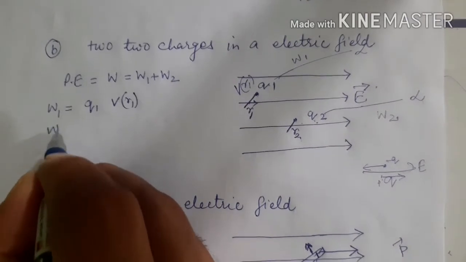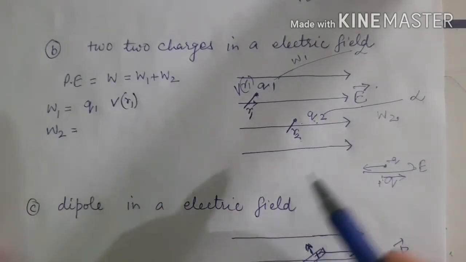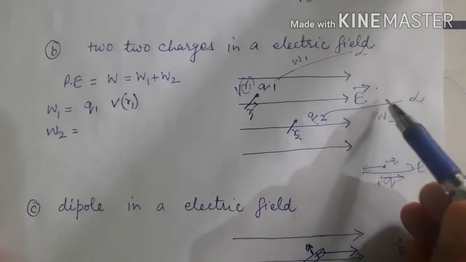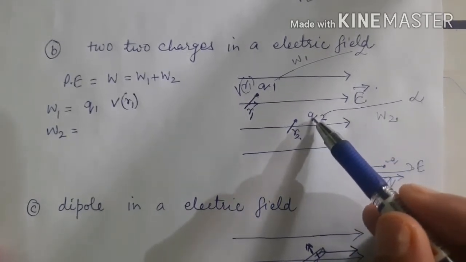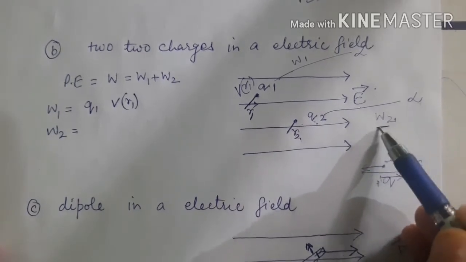Now the work done to bring the second charge, that is Q2. So that will be equal to, now when I am bringing this charged particle from infinity to this respective position, then we have to do two works.